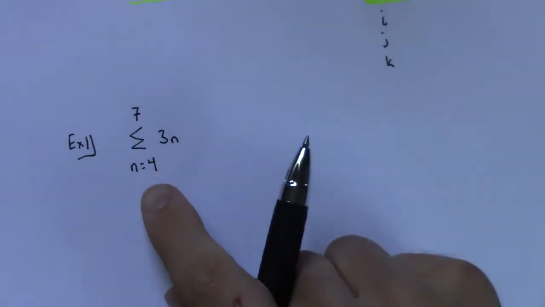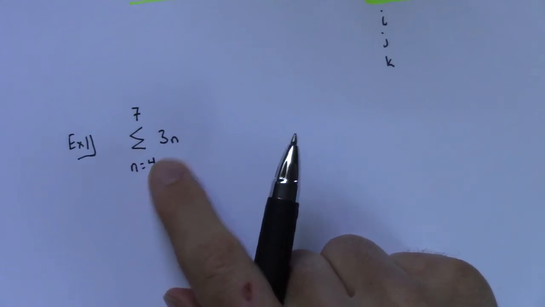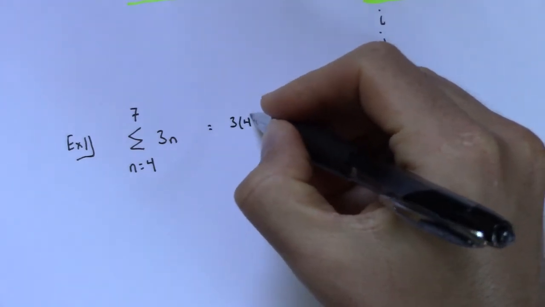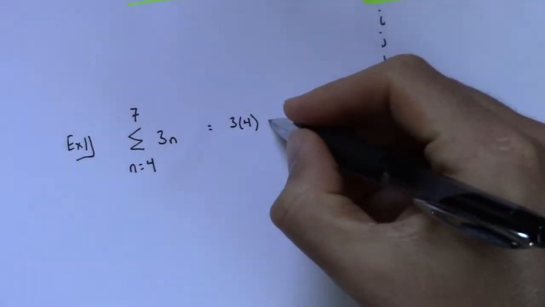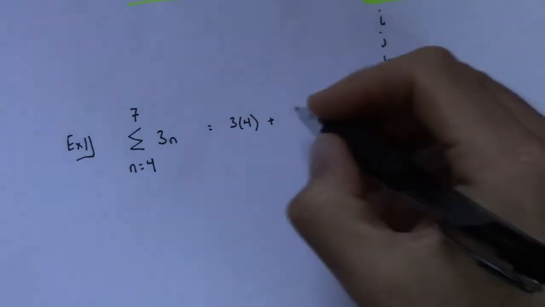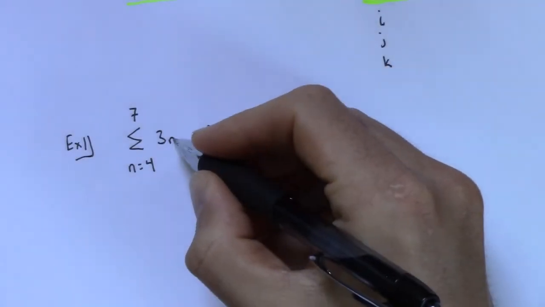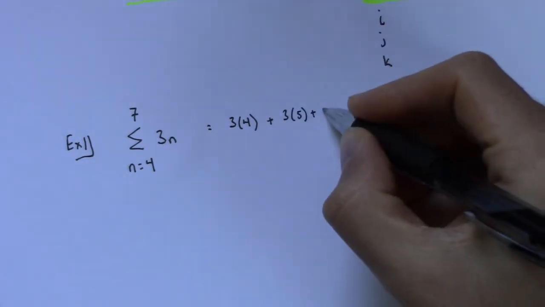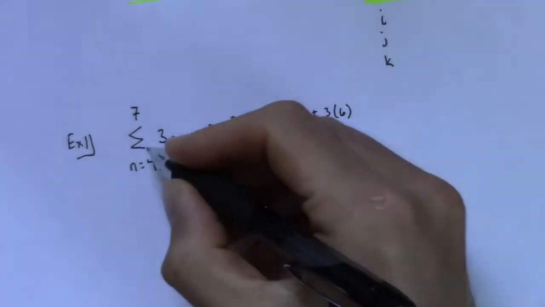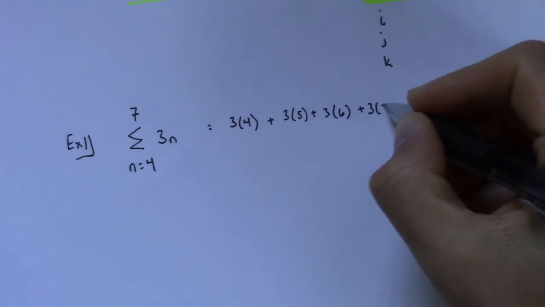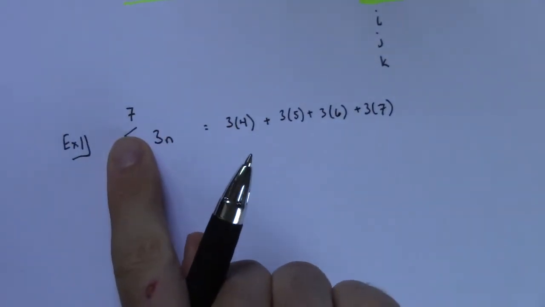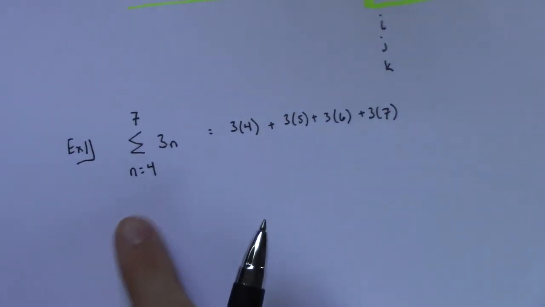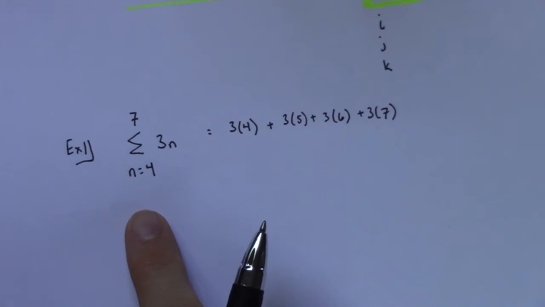Okay? So what that means is this. I start with 4. I plug 4 in for n, and that's going to give me 3 times 4, and that's my first term. I need to do that again, but now I'm going to plug in 5. So I take now 5, plug it in, I'm going to have 3 times 5. I do that again, but now I plug in 6, so 3 times 6. I do that again, so now I plug in 7, 3 times 7. That's my stop number, so now I stop. This is the sum being described by this sigma or summation notation.